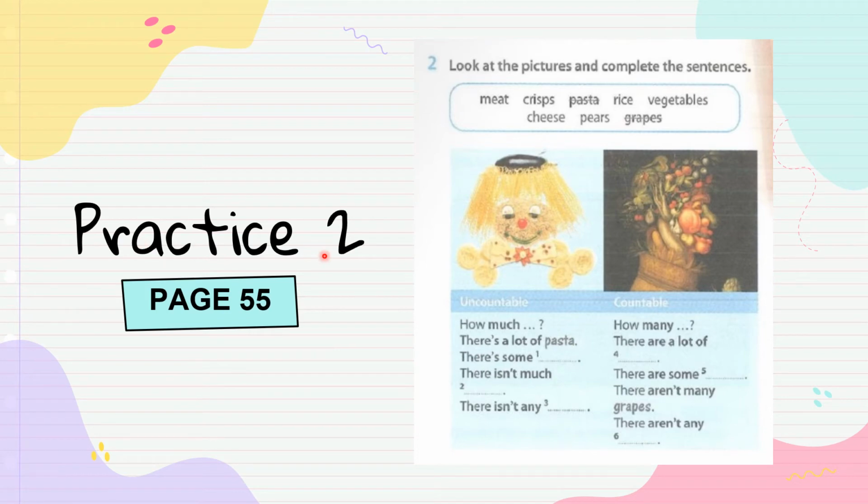Okay, this is practice 2. Look at the pictures and complete the sentences. You have to refer to the pictures and answer the following questions. You may pause the video and then check for the answers.